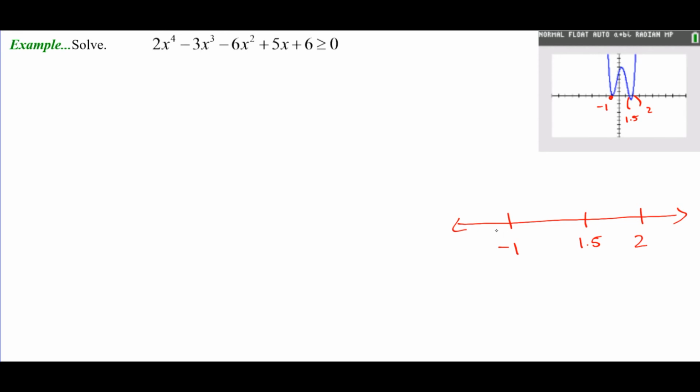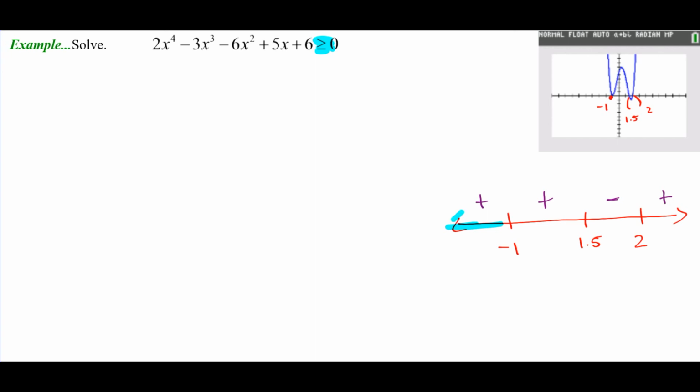Then we're going to test values in each of those regions. So testing a value less than -1, I'm going to get a positive answer. Between -1 and 1.5, I'm also going to get a positive answer. Between 1.5 and 2, I'm going to get a negative answer. And then after 2, I'm going to get a positive answer. So I'm going to come back to my inequality and see that it's greater than or equal to 0. So I want all of these positive values, including the zeros.